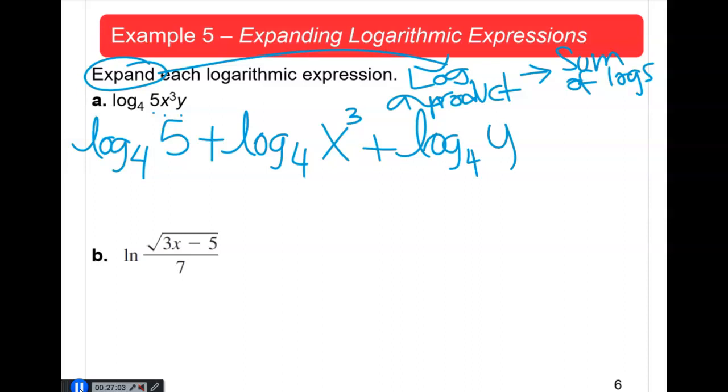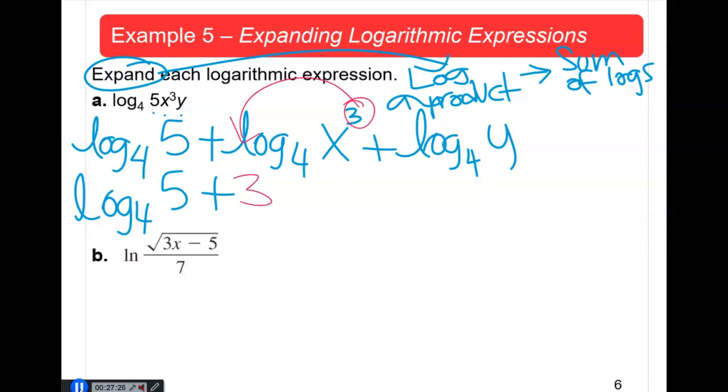When you're entering your answers on WebAssign, writing the correct base is very important. So even just leaving the base blank, it will count it as wrong. So don't do that. Then here we could do something else. Log base 4 of 5 plus, and I can use the power property, bring the 3 in front of log, and it will be 3 times log base 4 of x. And then finally here we will have log base 4 of y.